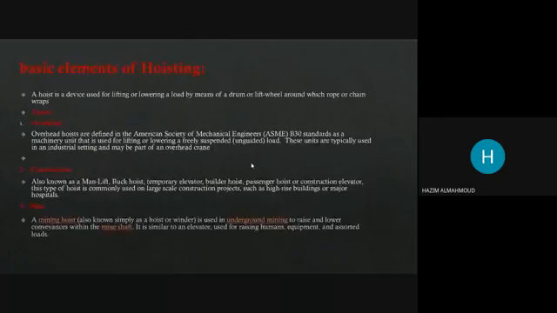Next is the basic element of hoisting. A hoist is a device used for lifting or lowering a load by means of a drum or lift around which rope or chain works. The types are overhead, construction, and the last one is main. The next is the block and tackle. A block and tackle is a system of two or more pulleys with a rope or cable between them, usually used to lift heavy loads.